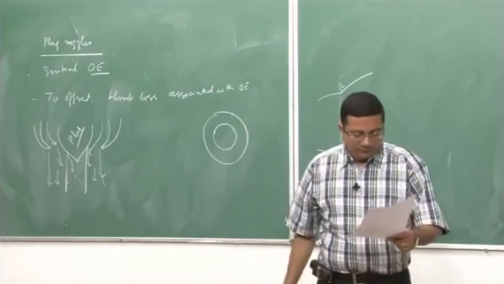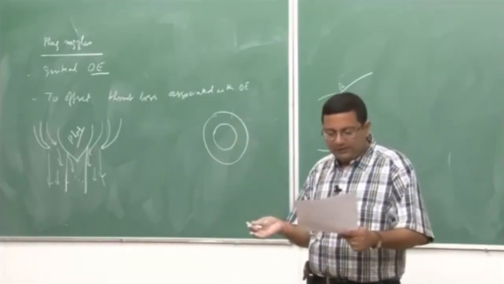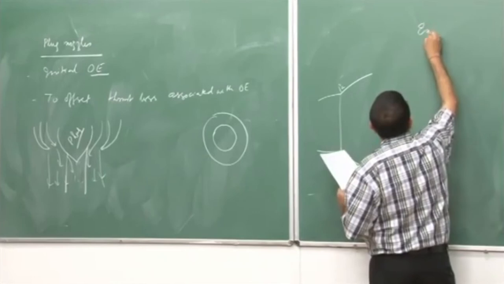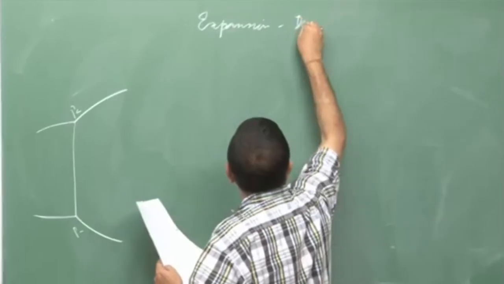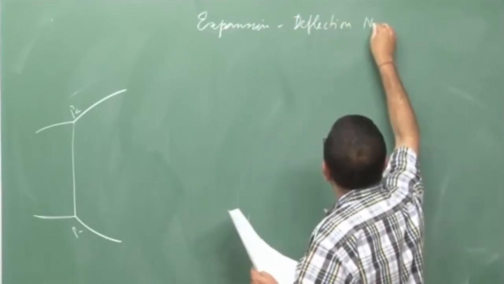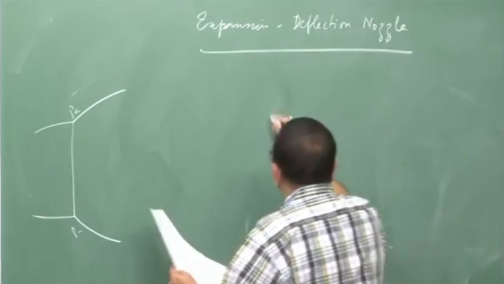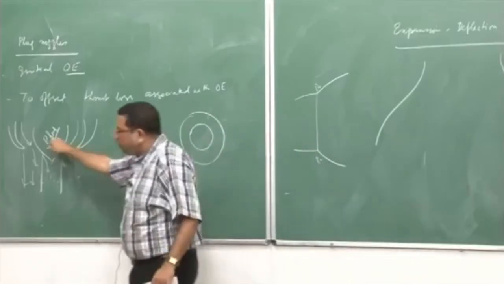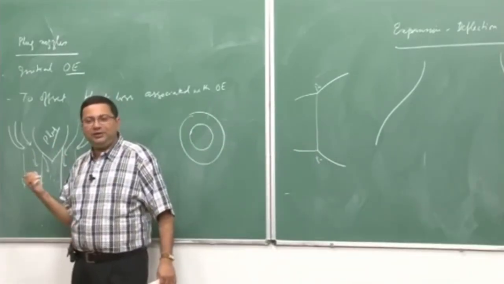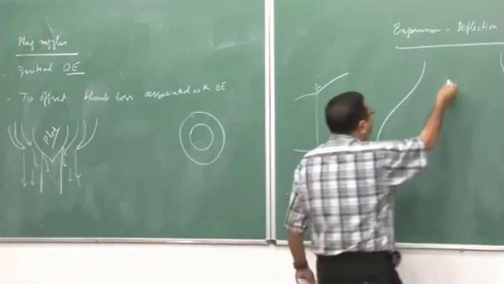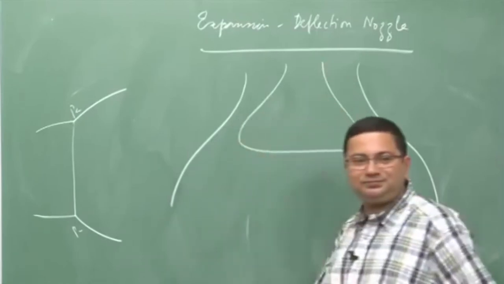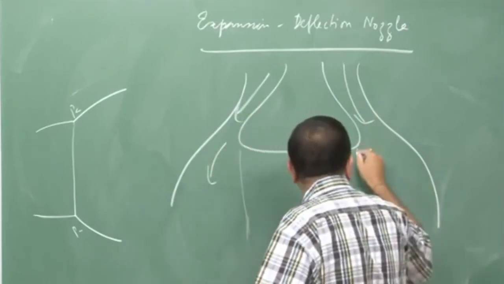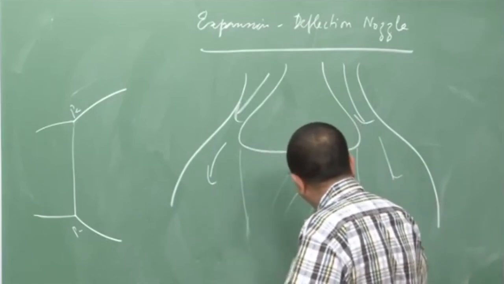Another possibility is, instead of putting a contoured plug, we can have something like a bluff body. So, that is called an expansion deflection nozzle. This is also essentially a plug, your plug was protruding outside the nozzle. In expansion deflection, it does not protrude outside, it is all inside. So, you have inside a body like this. So, flow once again comes annularly to this and then it flows like this, and we have the edge here inside. So, here we have atmospheric condition.